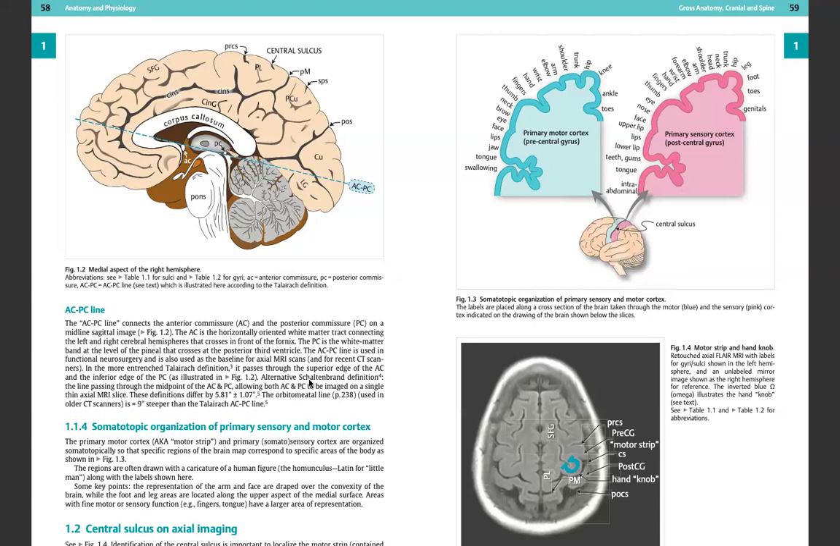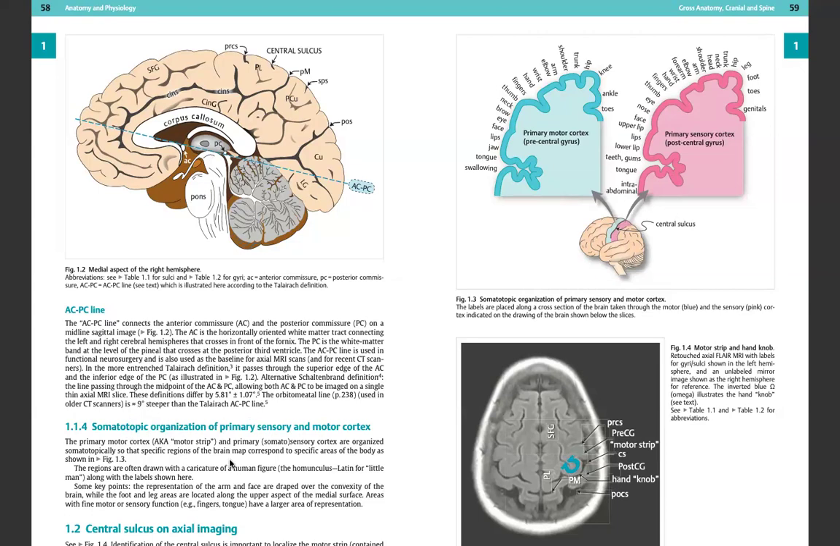And yeah, there's an alternative Schlattenbrand definition of the ACPC line that says it passes through the midpoints of both the AC and PC, allowing both to be imaged on a single line passing through the image on a thin MRI slice. This definition is divided by 5.81 plus or minus 1.07. There's also the orbitomeatal line, which has been used in older CT scans, and it's approximately 9 degrees steeper than the Talairach ACPC line.